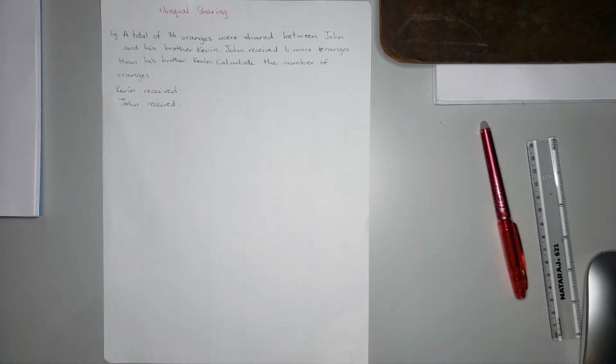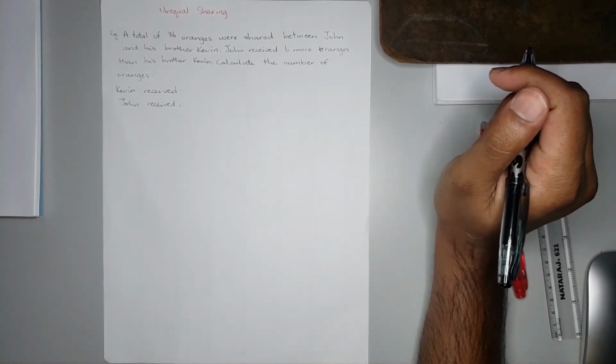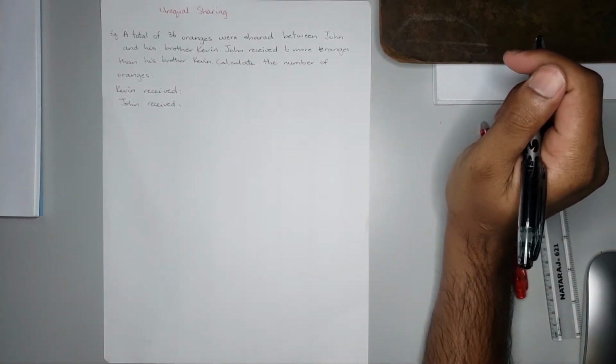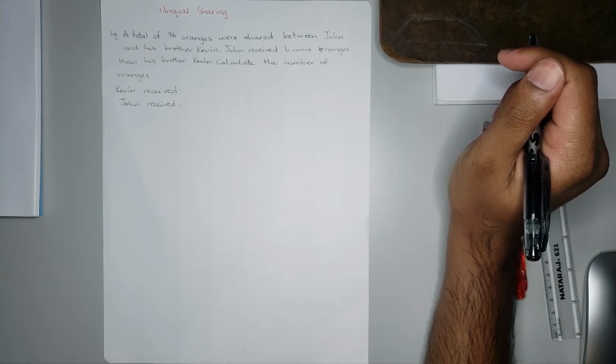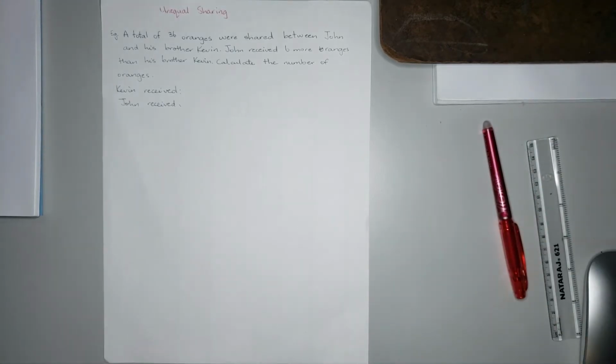Alright, so today I'll be explaining unequal sharing. With unequal sharing, there are two methods in which you could go about solving it. So the whole concept of unequal sharing is where you have a fixed quantity, right? And from this fixed quantity, you need to divide the amount between some number of people. For example, probably two persons.